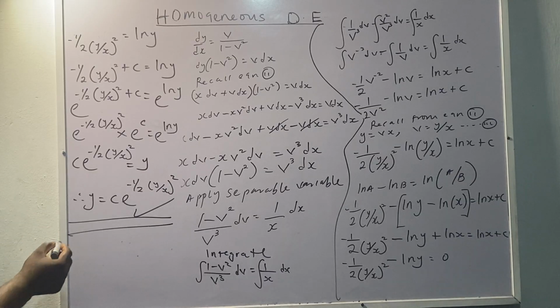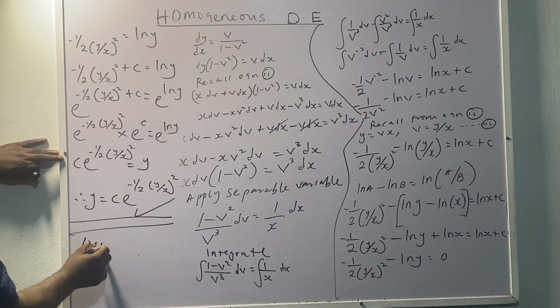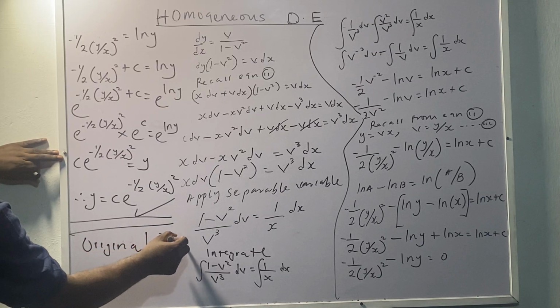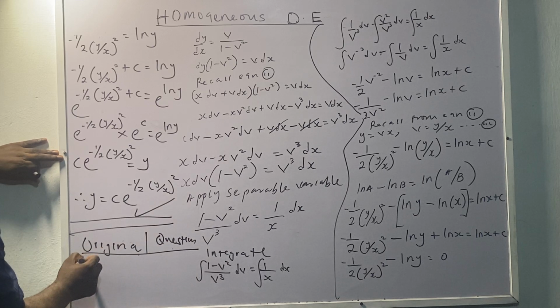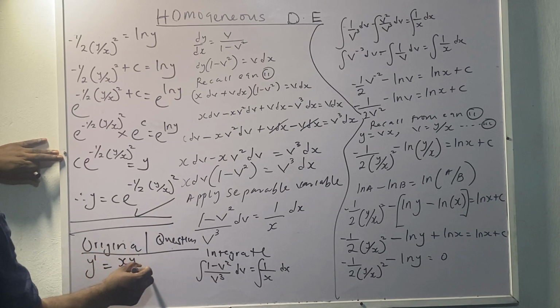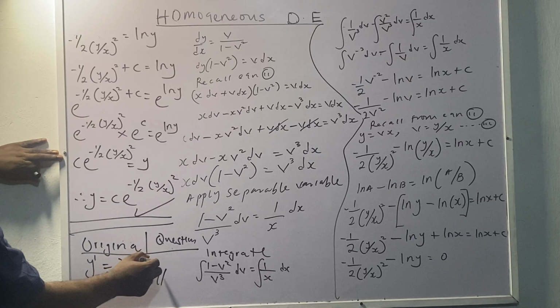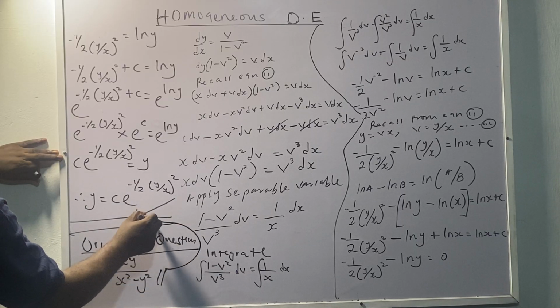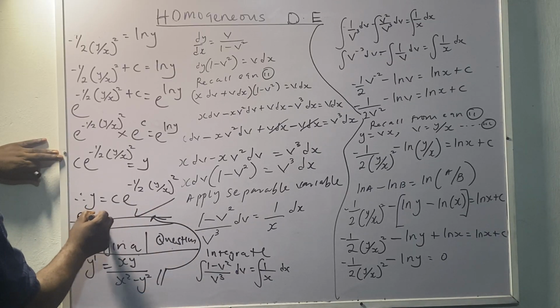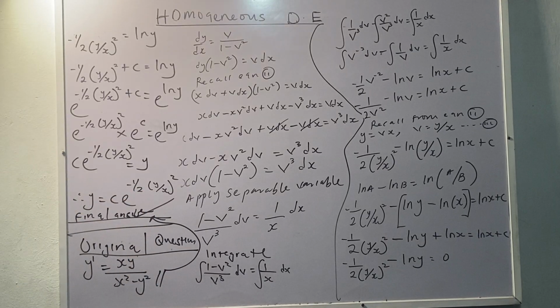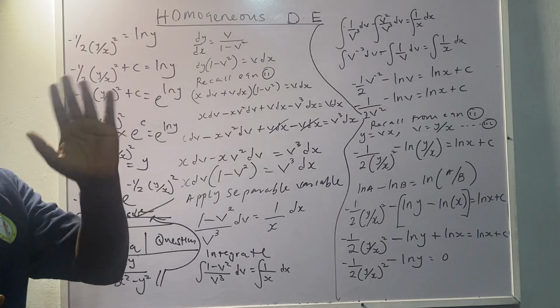Remember the original question. This was the original question. The original question was y prime equals to xy squared and this. And this is the final answer. Till I come your way again. Bye.